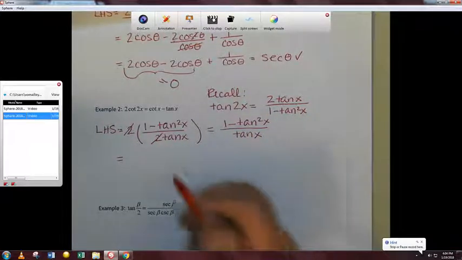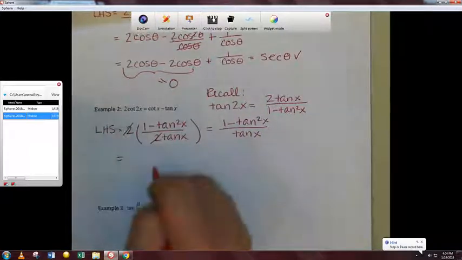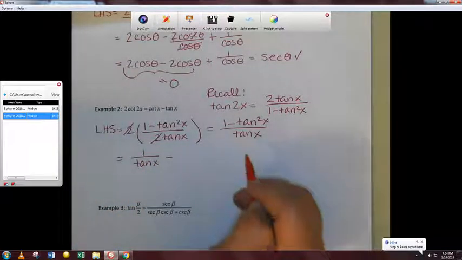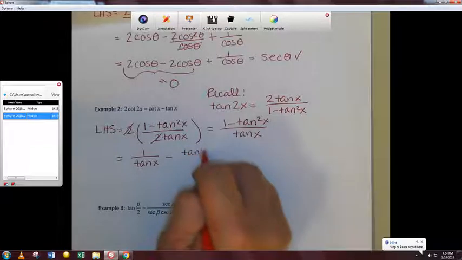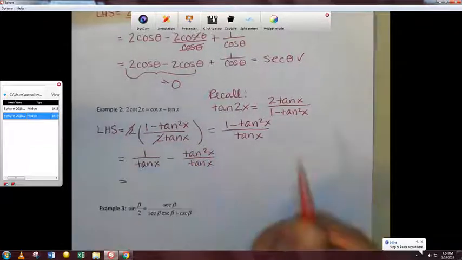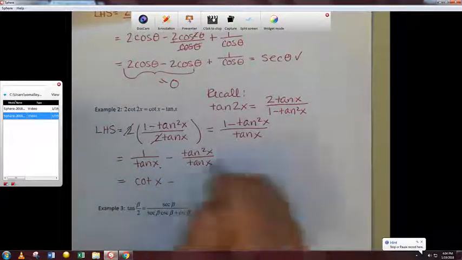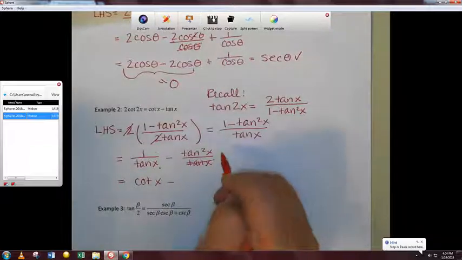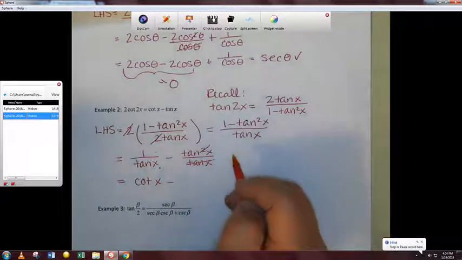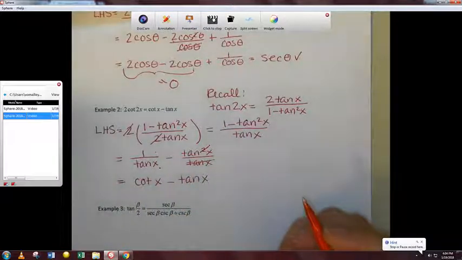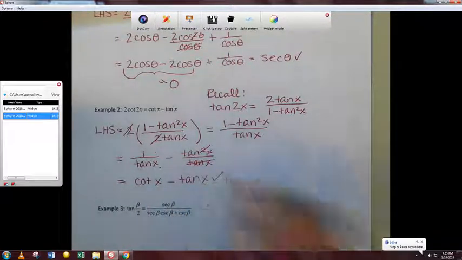Just like the previous example, I'm going to split this fraction into 2. It's going to become 1 over tangent x minus tangent squared x over tangent x. Now 1 over tangent x is cotangent x. This tangent in the denominator of the second term will cancel with one of the tangents in the numerator, and we're left with tangent x. This is what we were trying to get to, so this identity has been verified.